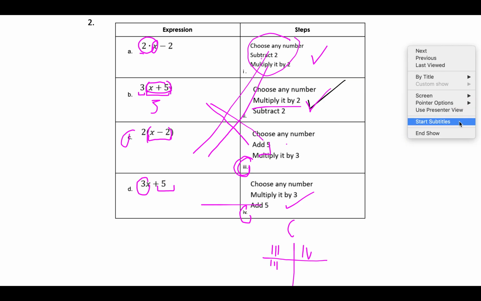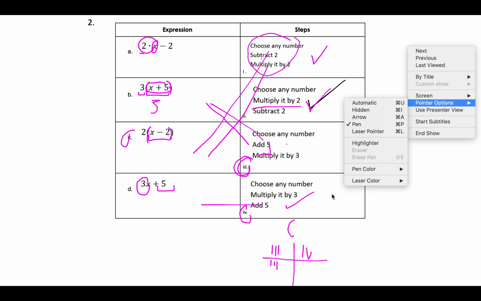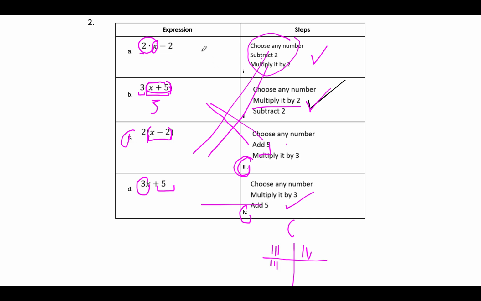Alrighty, when we looked at question number 2, what we did was we matched together, I'm going to do this in black, each of our pairings. So for A, we had 2 times x minus 2, and you had to match it up. So A went to 2, B went to 3, C went to 1, and D went to 4.